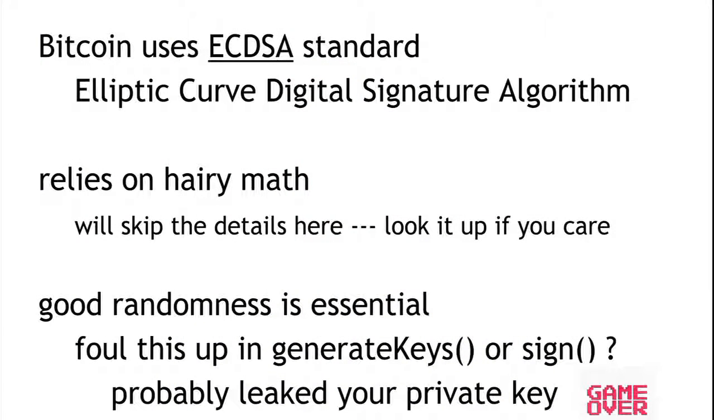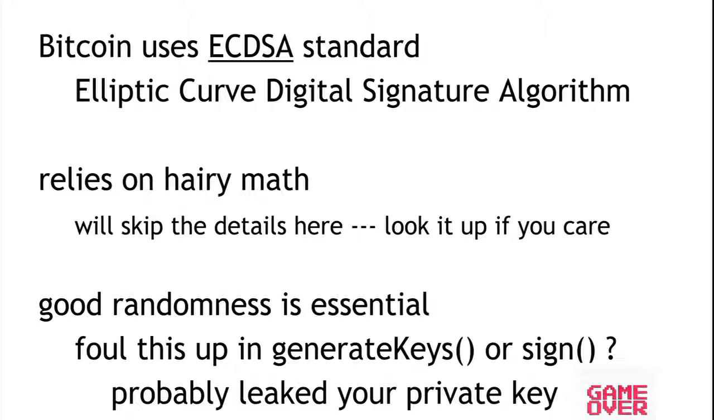Okay, now let's get into the nuts and bolts. Bitcoin uses a particular digital signature scheme that's called ECDSA. That's the elliptic curve digital signature algorithm, and it's a US government standard. And we won't go into all the details of how ECDSA works. It relies on some extremely hairy math. And trust me, you don't want to see all the details of how that works. You can look it up if you're interested. So we'll skip that.